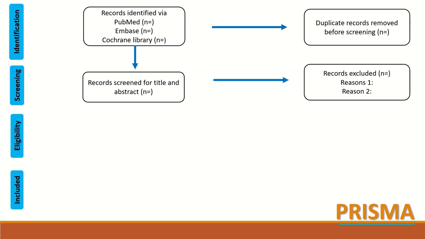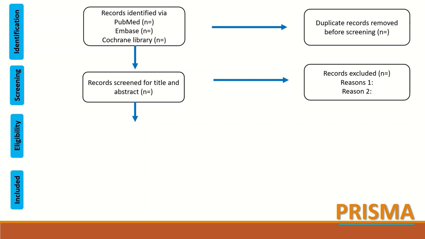Those that are not relevant will be excluded, and the reason or reasons for excluding the records or papers have to be given, whether the record was only a conference half page, or the language of the record is not English. Those omitted or removed records have to be counted and inserted in that box, and the reasons for exclusion have to be given.